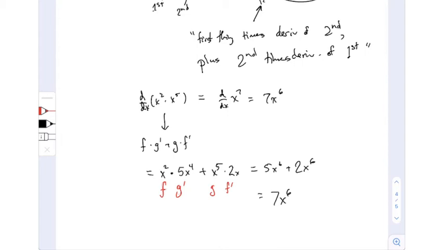Even though in this particular example there's no reason to do the product rule, because this is so much easier to do just this way, I just wanted to show you that if you wanted to think of it as a product, that's how you would do it properly. All right, let's try just a few more simple examples.